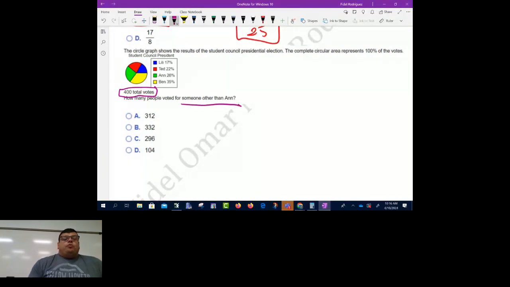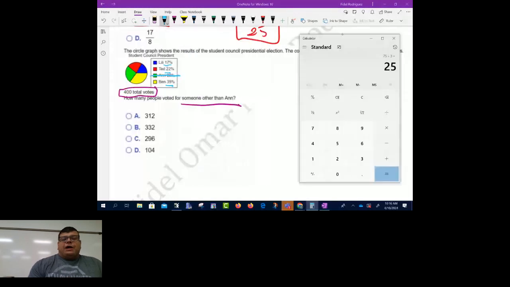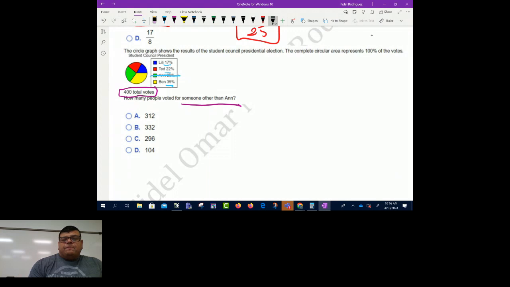So look, y'all, we are interested in everybody except for Ann. That means we're interested in those 17%, those 22%, and those 35%, okay? So, y'all, I'm going to add those percentages together, 17 and 22 and 35. Y'all, I'm coming up with 74. 74% of the people voted for somebody other than Ann, right? So I'll vote for anybody. I just don't want to vote for Ann, okay?